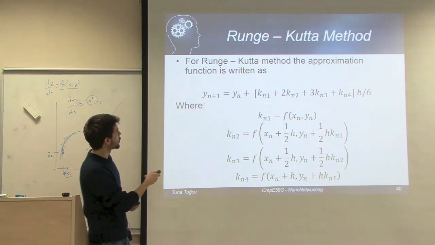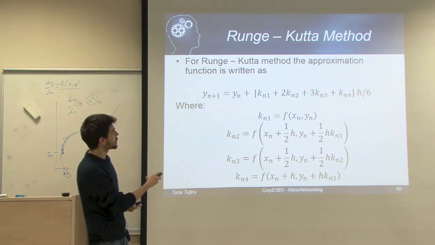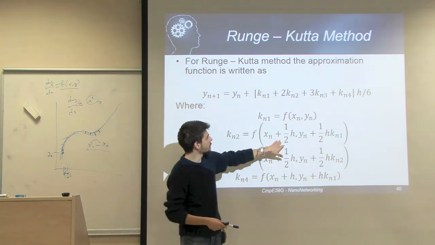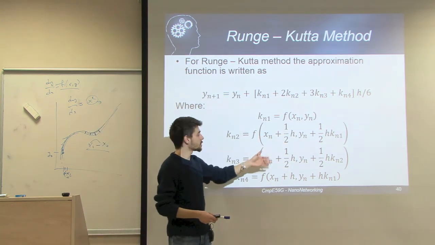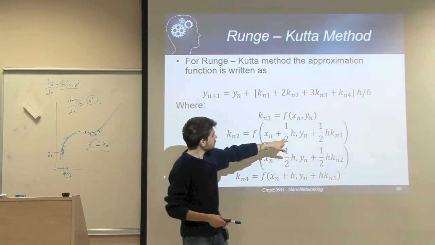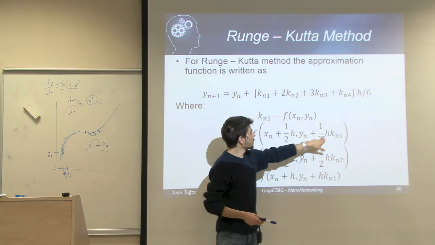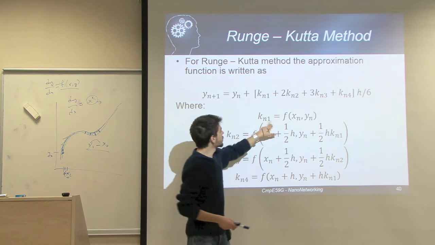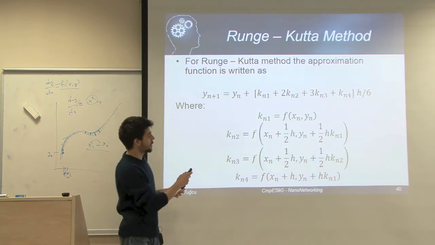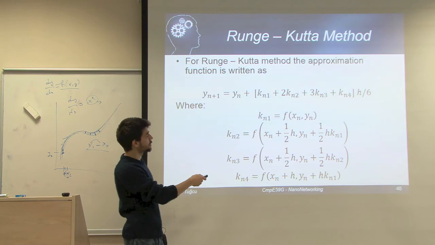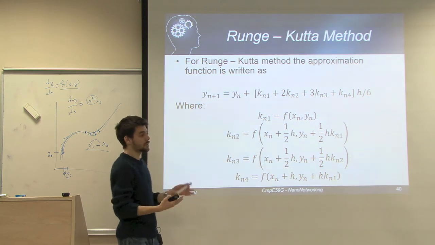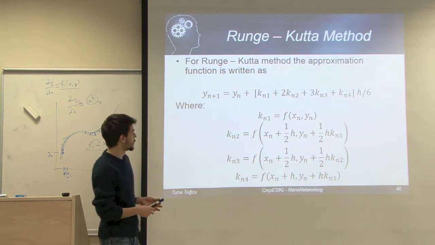What do you do for calculating k1, kn1? It's just fn. kn2 is f x n plus 1/2 h, because you just take the half of the step size here, and y n plus 1/2 h kn1. This is fn, because you take the kn1 since we have already processed this. You don't need to process fn anymore, right?